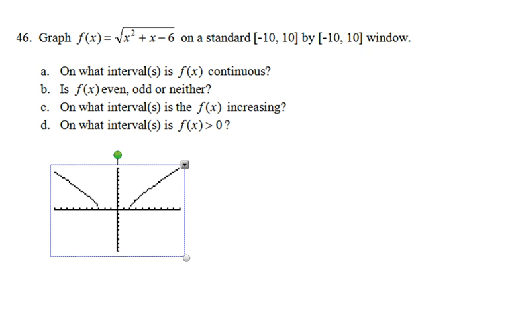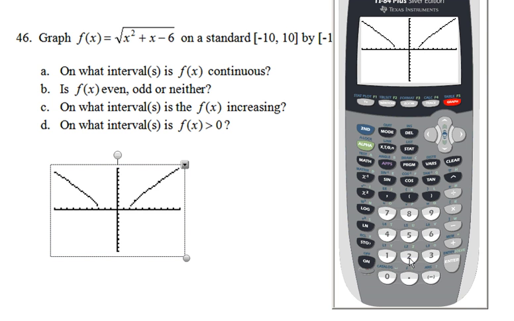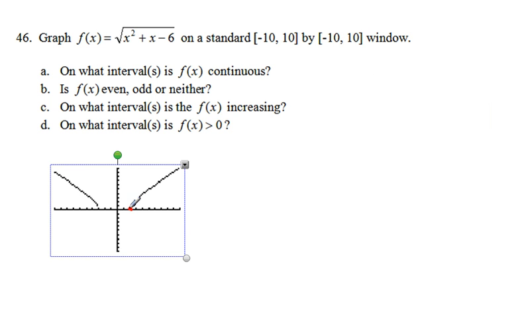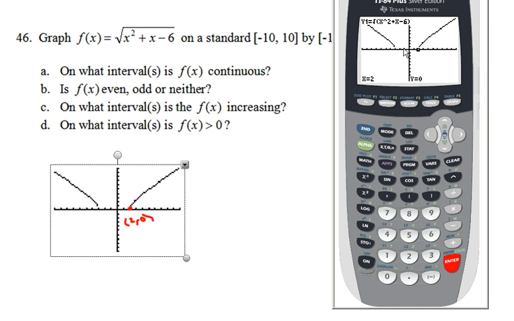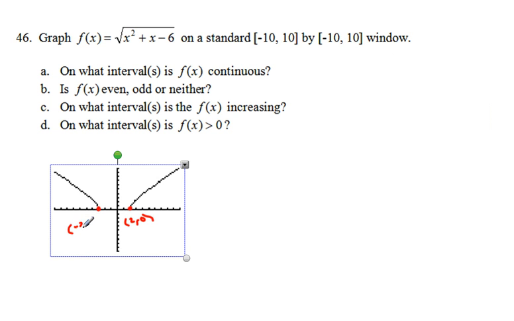And so one way to check is, let's see, what happens at 2? If I go to my graph and hit trace and press 2, oh, it does have that point 2, 0. So there we go, 2, 0 right there. And then if I go on the other side, it looks like negative 3. So let's just type in negative 3 on the trace. And there it is.